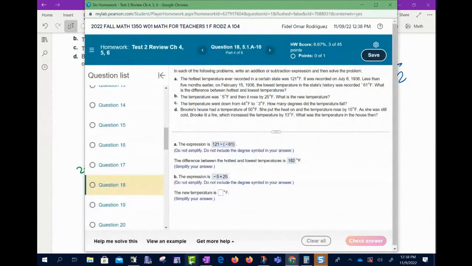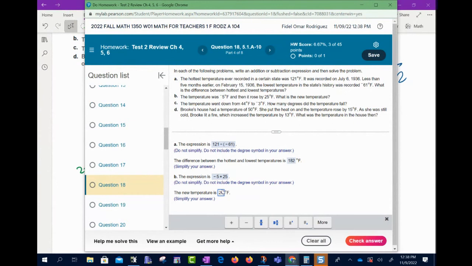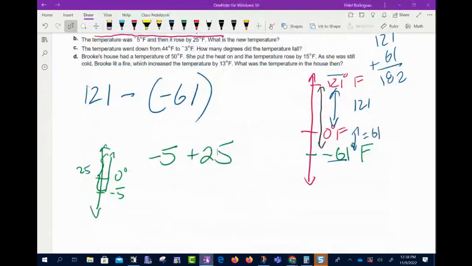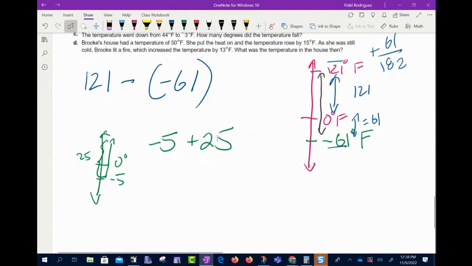And then I would tell my students, well, look, where would we be now? And hopefully they would say we would be at 20, right? Boom. Okay, and let's look at part C. Part C says the temperature went down from 44 to -3. How many degrees did the temperature fall?